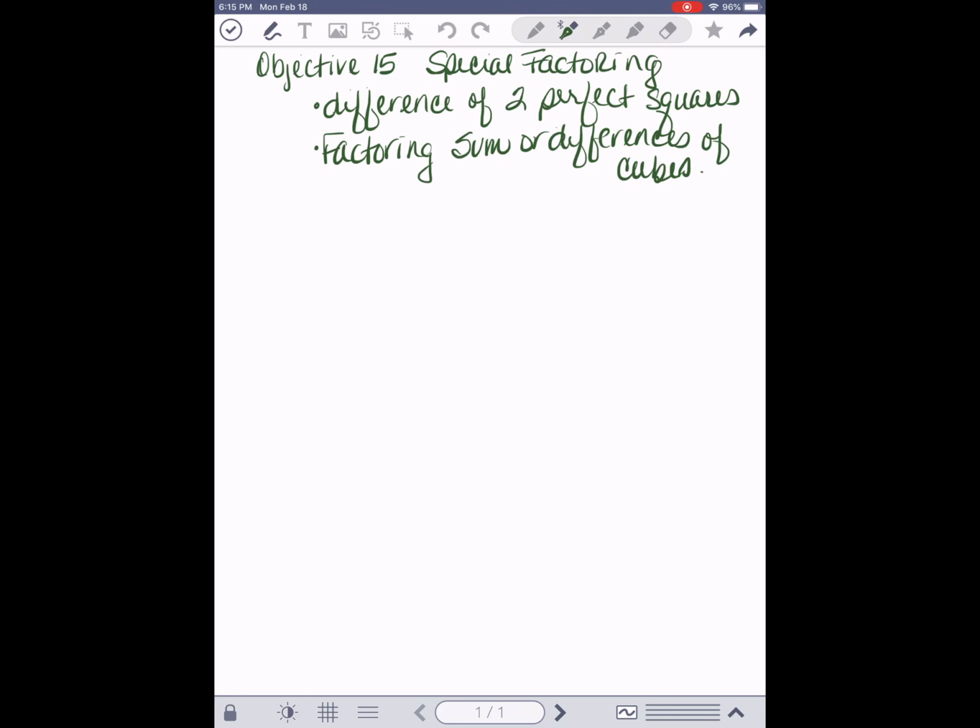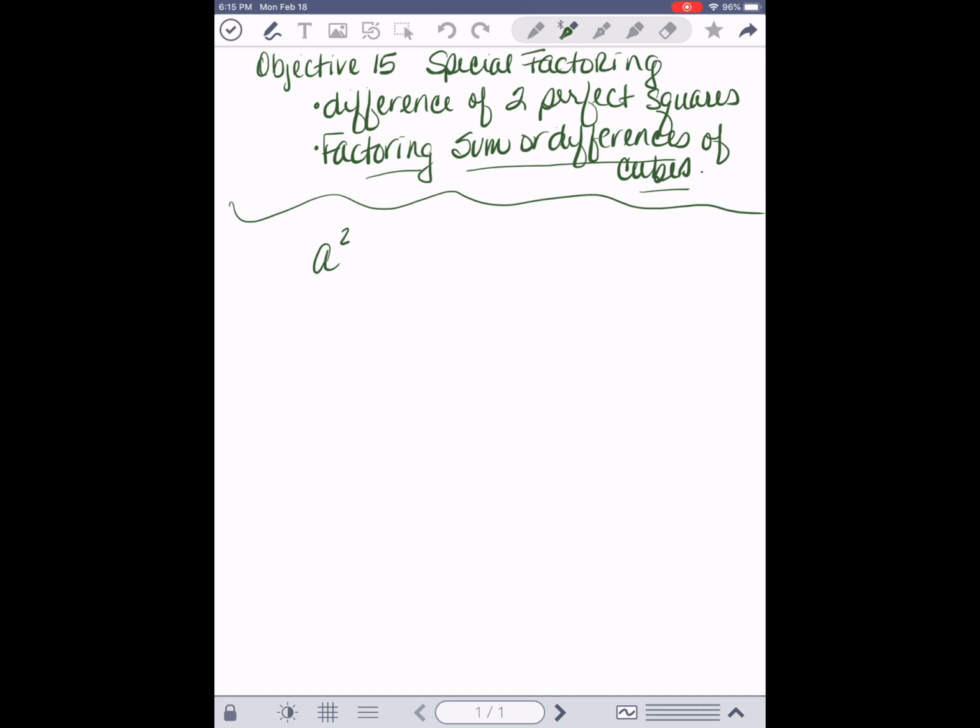Hello. Today we're going to be going over Objective 15, which is special factoring. We're going to cover two sections, the difference of two perfect squares and factoring the sum or difference of cubes. So first, we're going to talk about the difference of two perfect squares.